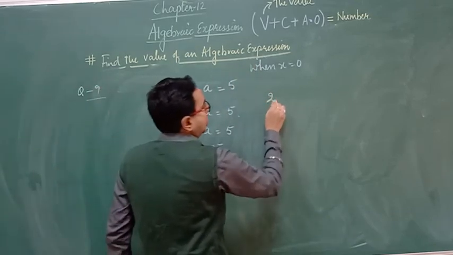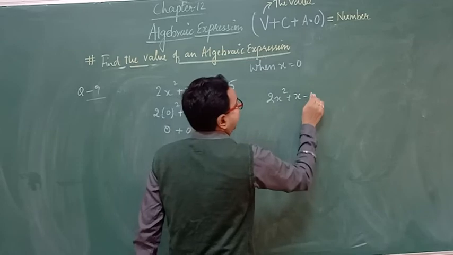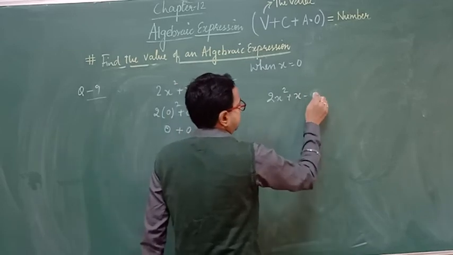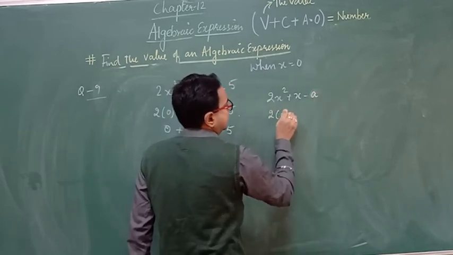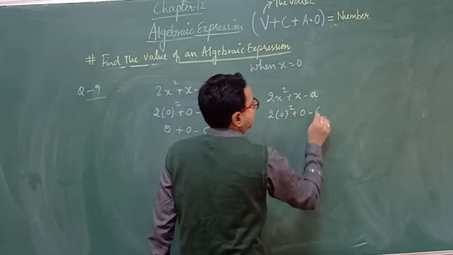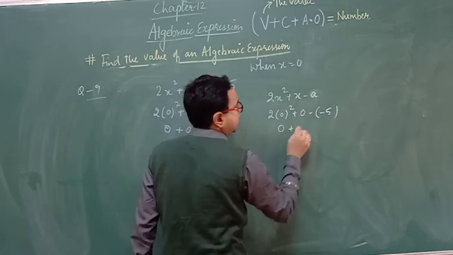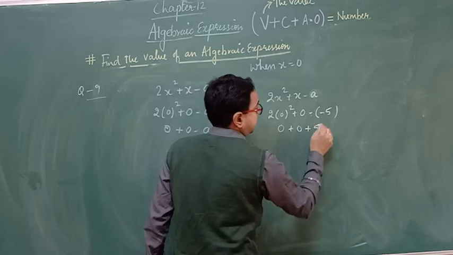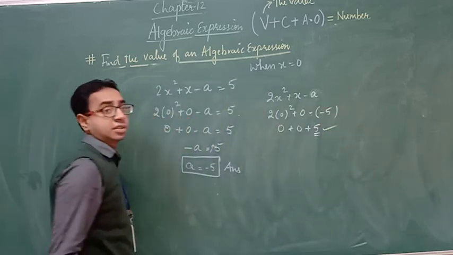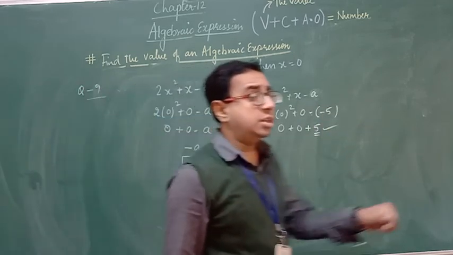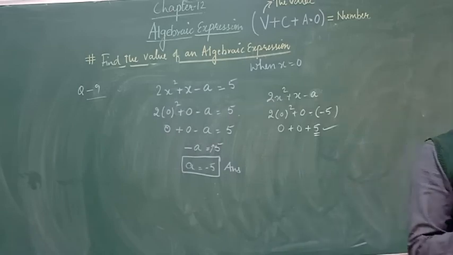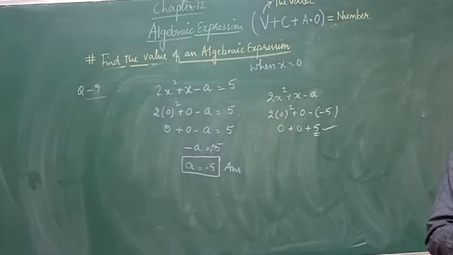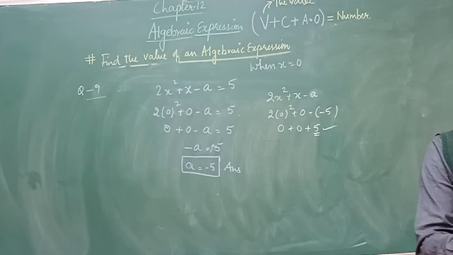If we put the value of a as minus 5, we'll get the answer 5. Let's see. 2x square plus x minus a: put x as 0, 0 square 0, 0 plus 0 minus minus 5, that is plus. We are getting 5. Yes, our answer is correct. Clear? Question number 10 also, you can do it. It's exactly the same. Solve the expression, find the value.